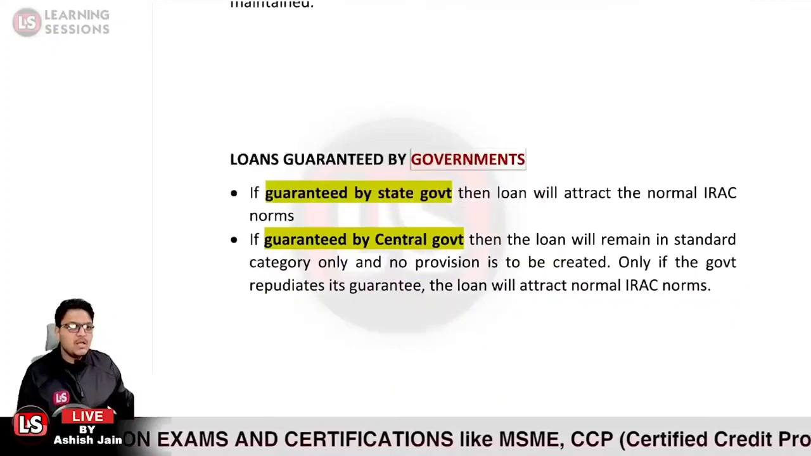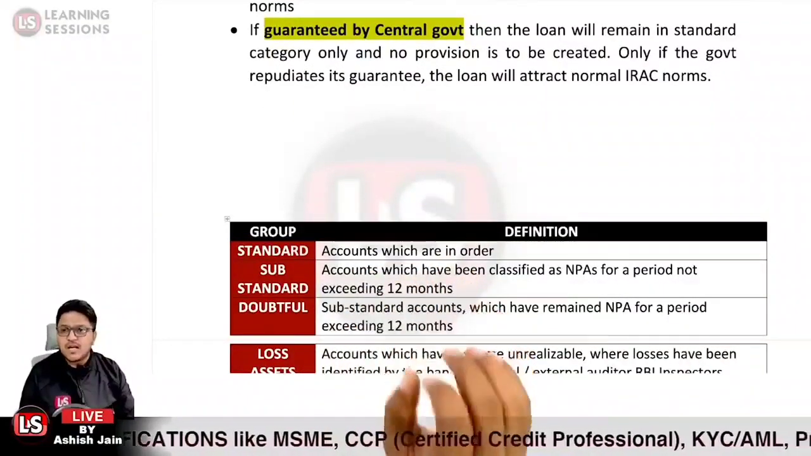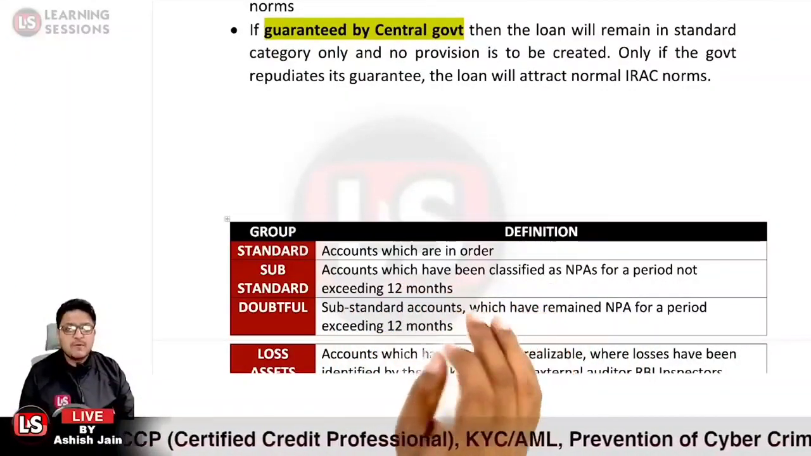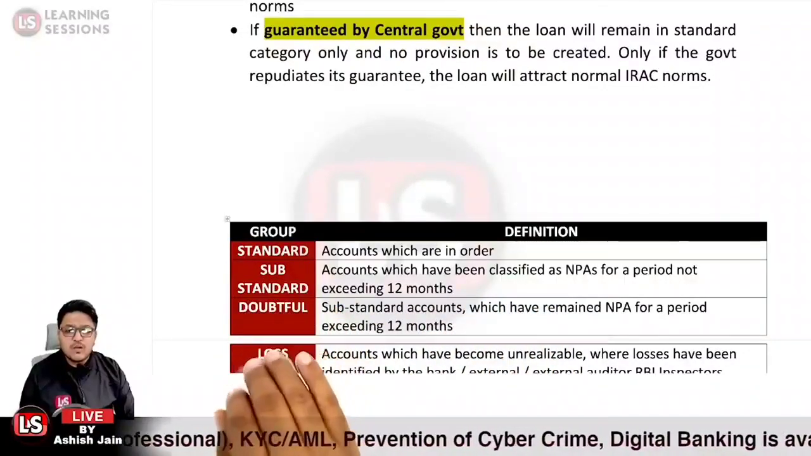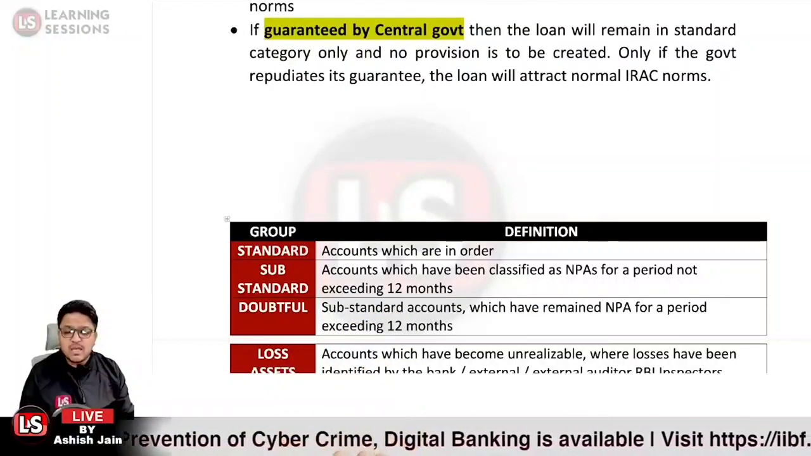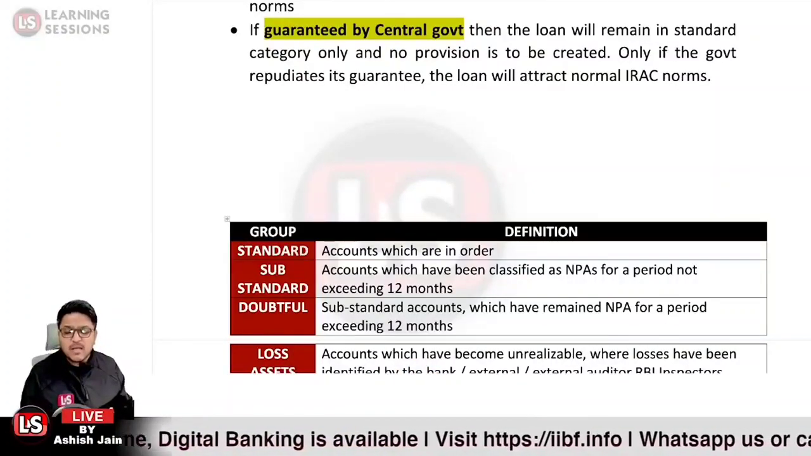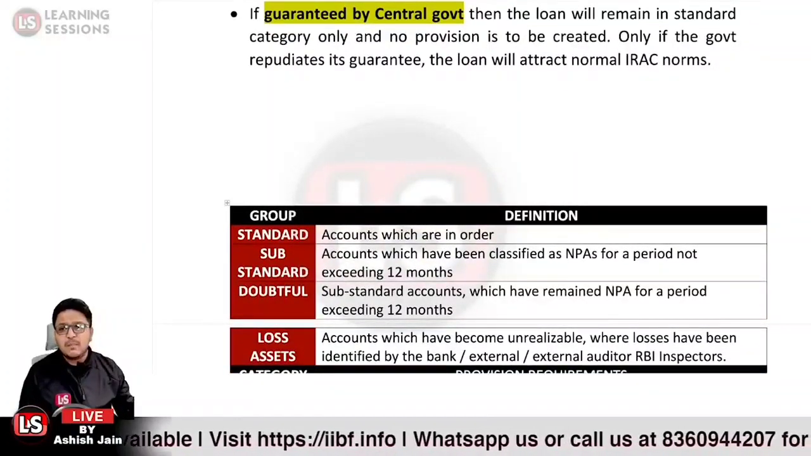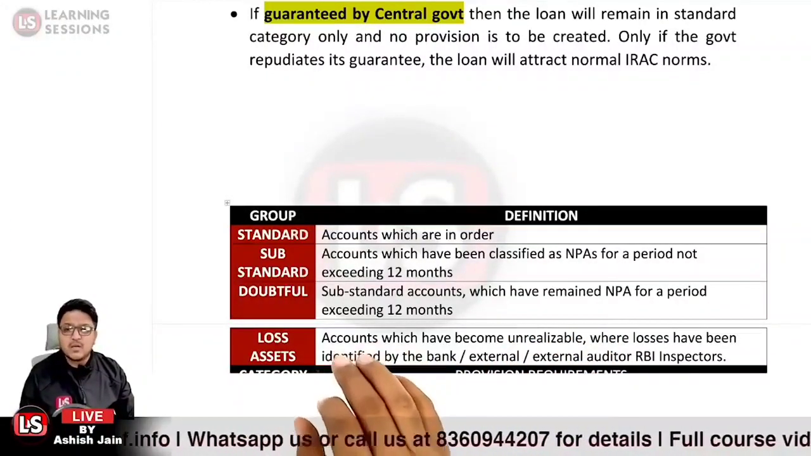Okay. Now let us have a look at this particular case. Standard assets are those assets which are in order, which are regular. Substandard assets are those which are non-performing assets, and these will remain there for a period of 12 months. After 12 months these will be classified under doubtful assets. Further, accounts which became unrealizable, where losses have been identified by the bank, but due to internal and external auditors or RBI inspectors are still meant to be in the banking books, will be classified as loss assets.